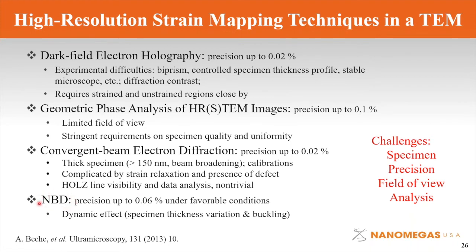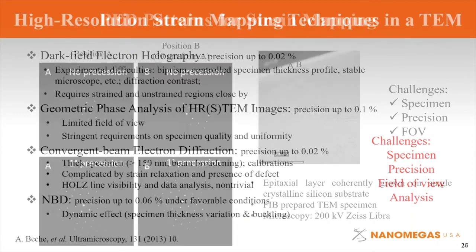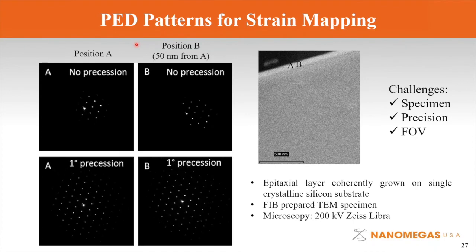And nanobeam diffraction ends up being a more versatile technique among those because it provides a reasonable compromise among all of those. So the precision is reasonable, but it suffers severely from the dynamic effect, which limits its application. It can only apply to specimens with minimal thickness variation or minimal buckling. So no technique really has it all until precession is used for strain mapping.